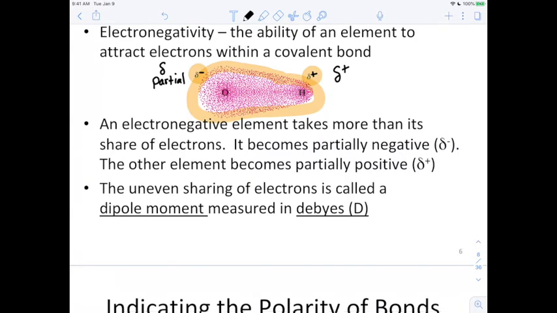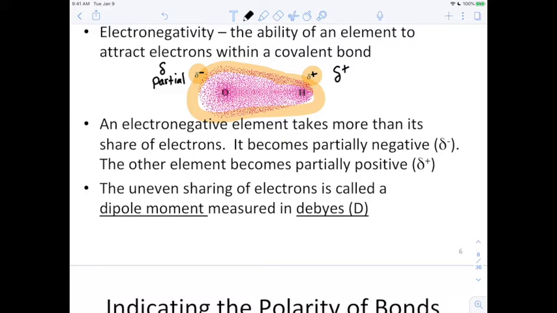All right, so down at the bottom it says the uneven sharing of electrons is called a dipole moment, and it's measured in debyes. That is a numerical way of comparing two bonds to see which is more polar. Often, especially when we talk about solubility, we need to know which of two substances is more polar, and that's where that measurement comes in. Again, the measurement is called a dipole moment, and the unit is the debye.